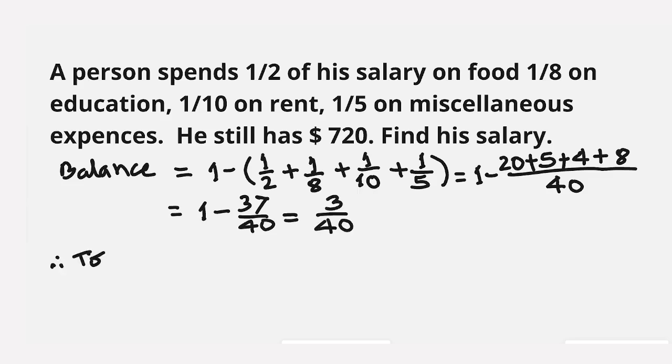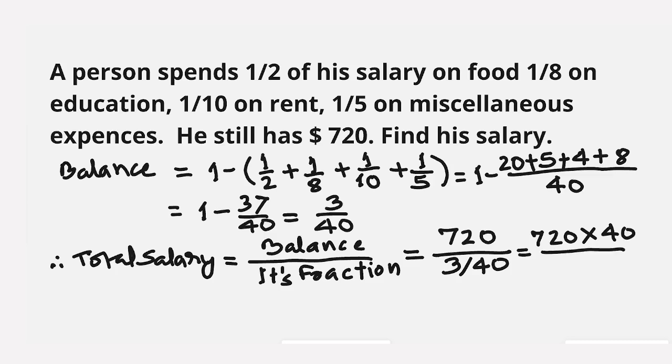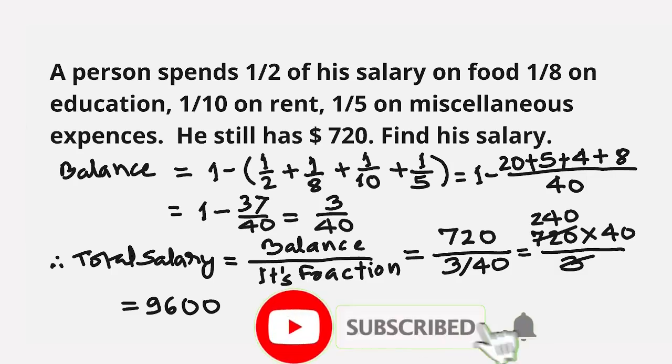Now total salary equals balance amount left with him upon its fraction, and that is equal to he had left $720 upon its fraction, which is 3 upon 40. 40 goes to numerator, so we write 720 multiplied by 40 divided by 3, and 3 divides 720 for 240 times, and 240 multiplied by 40: 24 times 4 is 96, and we have 2 zeros with it, so it is 9600. I hope you have understood this example and its solution.